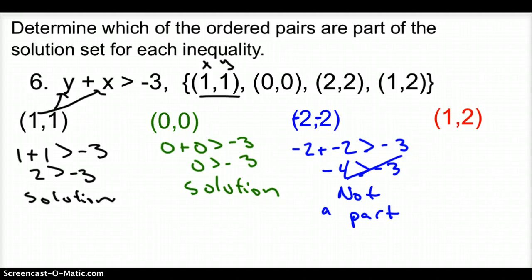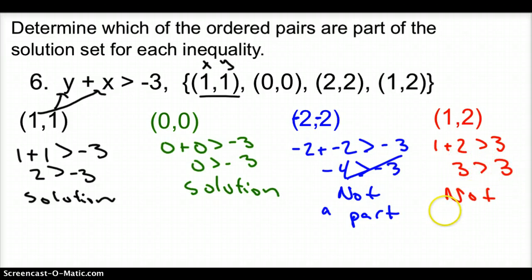And then finally, we have (1, 2), so let's go 1 plus 2. Is that greater than 3? We have 3 is greater than 3, so is that a part? So is 3 greater than 3? No, 3 is not greater than 3. 3 is greater than or equal to 3, but for our case, 3 is not greater than 3, so it is not part of the solution. And now that does it for Chapter 5, Part 2.